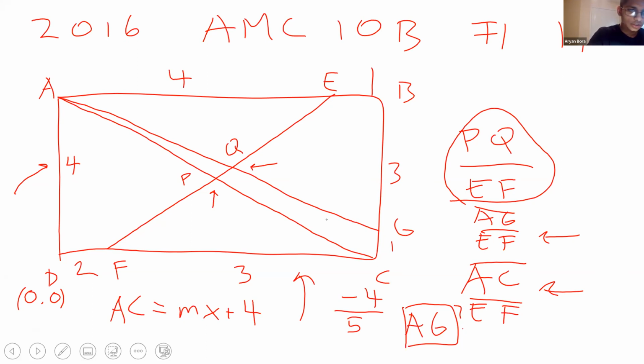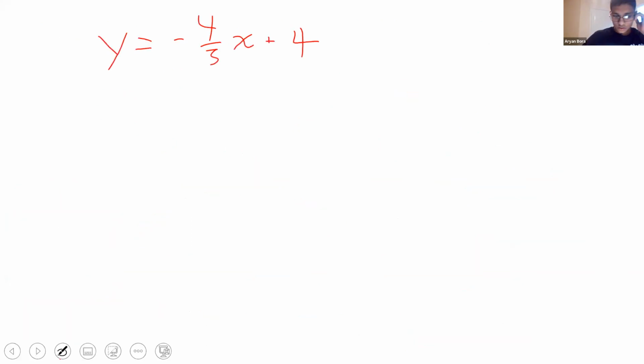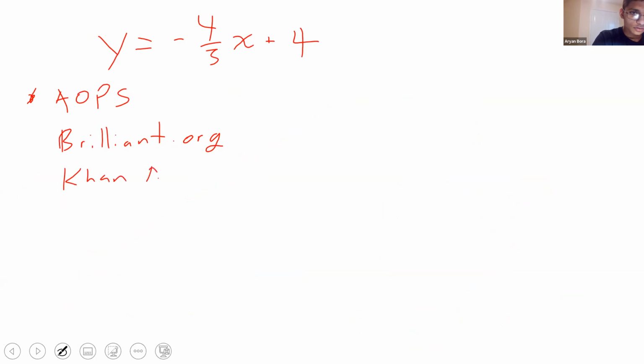Oh, where do you start learning these things? Well, some good websites for learning topics are AOPS, or the Art of Problem Solving. For more basic topics, the brilliant.org website is fine. And then for really basic topics, Khan Academy is also great. But once you've learned the very basics, AOPS is the best by far.